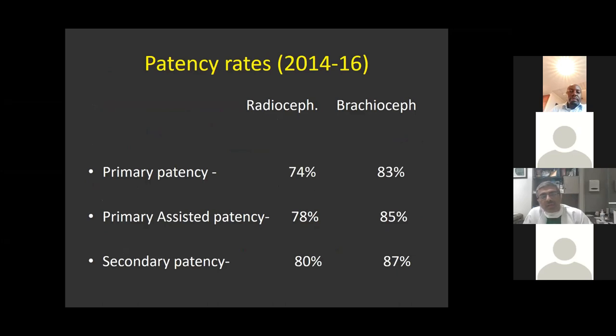So this was the patency rate which we checked in our hospital, for the fistulas which were done by the nephrologist. The primary patency was around 74% for radiocephalic versus 83% for brachiocephalic. The patency rates for primary assisted fistulas were around 78% and 85% compared to secondary patency, which was 80% and 87%. So which was not bad actually.